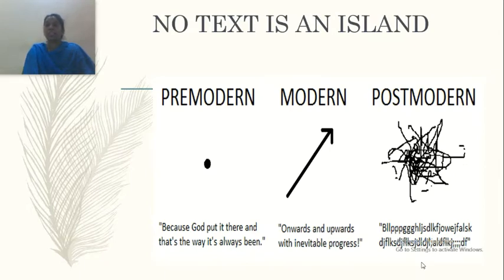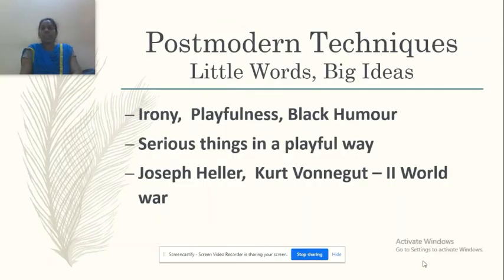Every center is deconstructed in postmodernism. Postmodern techniques. We could see some of the popular techniques which can be seen in postmodern literature. The caption "Little Words, Big Ideas" might remind you of some of the haikus you have read. Yes, you could convey a big idea through little words also. We have already seen some of the characteristics of postmodern literature, in which you could find irony and satire in the form of black humor. Therefore, serious things will be narrated in a playful way.